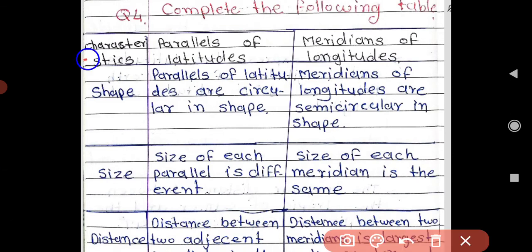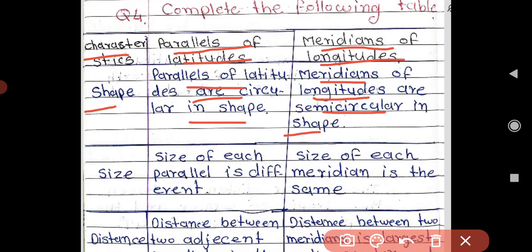First column is characteristics, second column is parallels of latitude, third is meridians of longitude. First is shape. Parallels of latitude are circular in shape. Meridians of longitude are semicircular in shape.